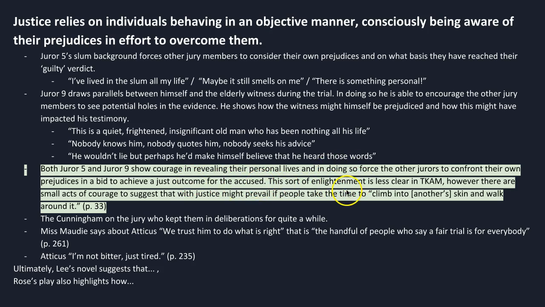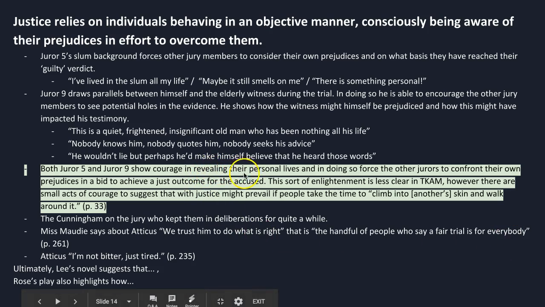This sort of enlightenment, which means kind of education, is less clear in To Kill a Mockingbird. However, there are small acts of courage to suggest that justice might well prevail if people take the time to climb into another's skin and walk around in it. So you can talk about the Cunninghams and their involvement on the jury, and there was one man who kept them discussing the matter for quite some time. And you might talk about how Miss Maudie's reflection on Atticus is that we trust him to do what is right. That is, the handful of people who say that is fair, that say a fair trial is for everybody.